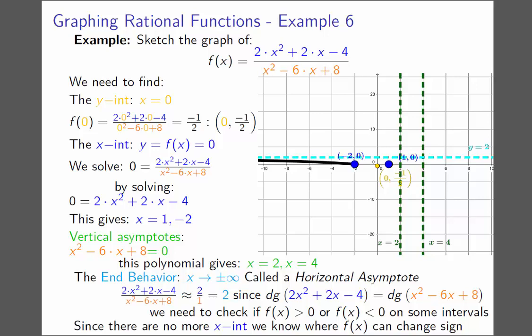Between the points (negative 2, 0) and (1, 0), we pass through the point (0, negative 1/2) at the y-intercept. Since this y value is negative, all of our y values between negative 2 and 1 must be negative as well.